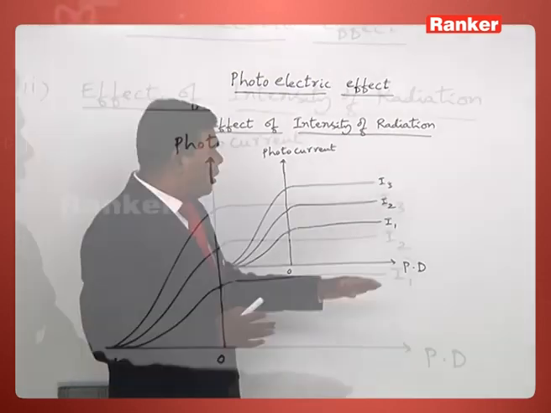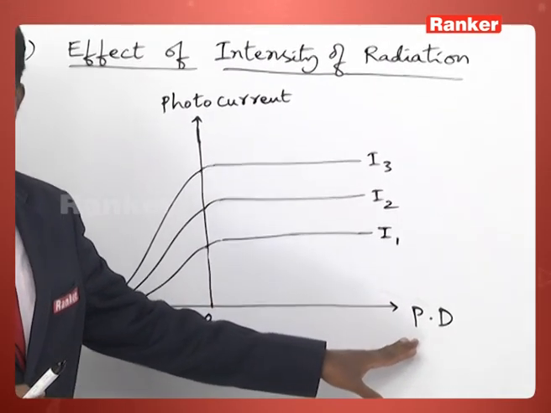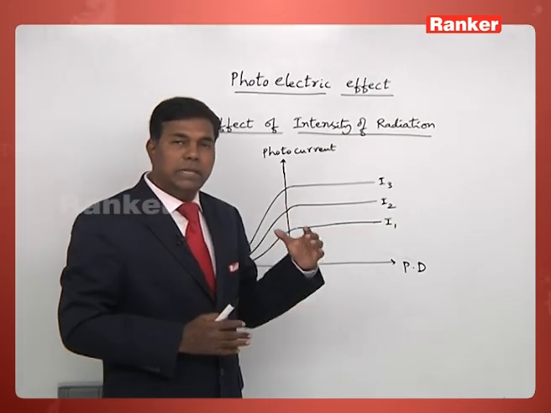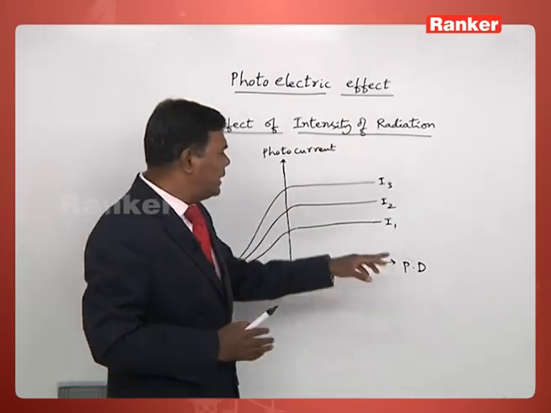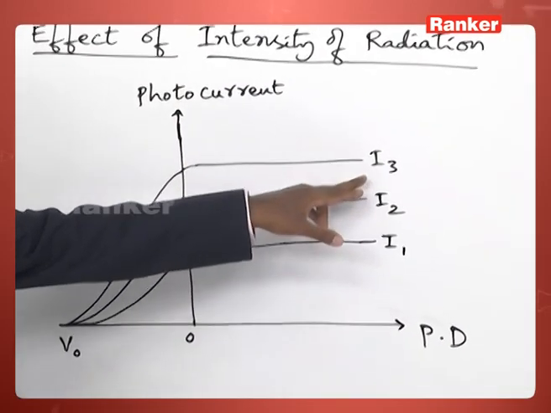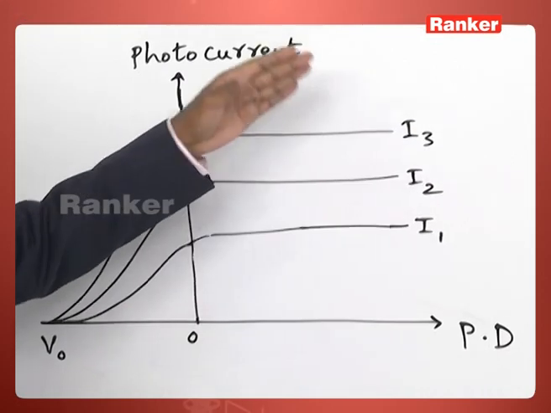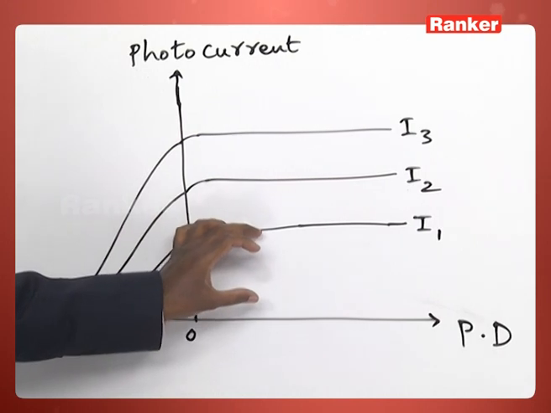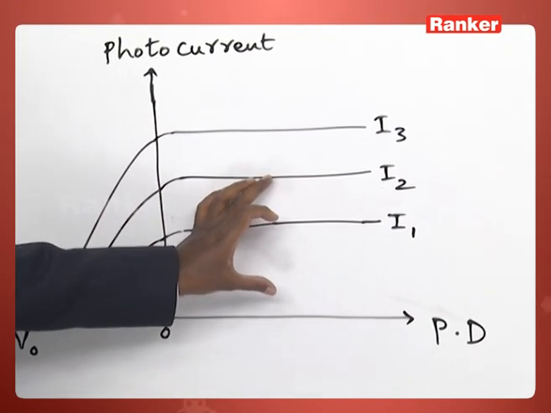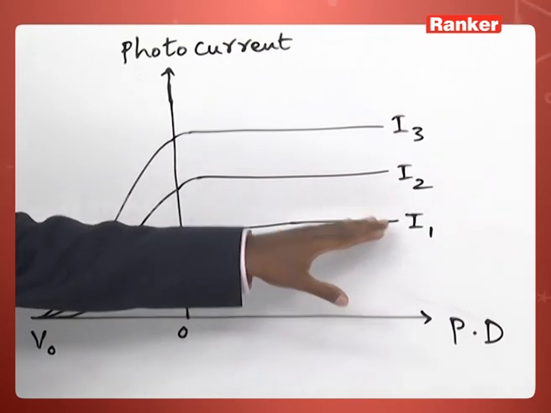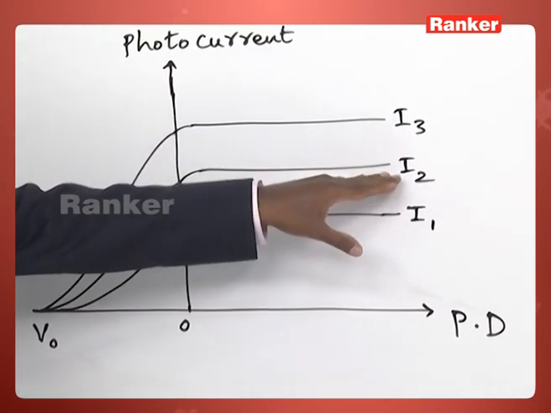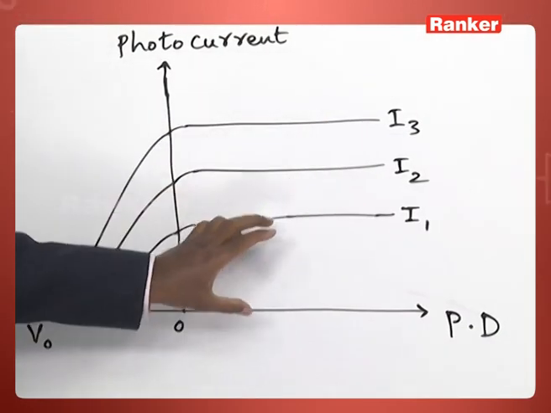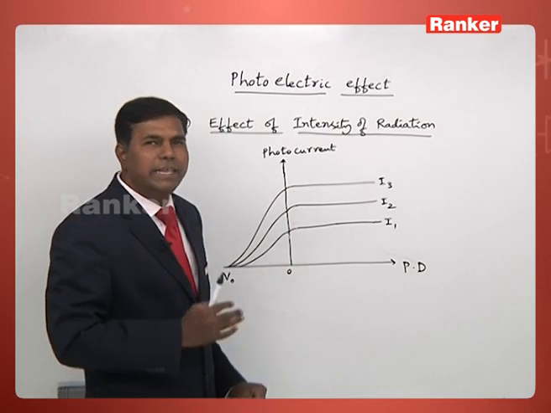Now, once again we will plot a graph between the applied potential difference and the photocurrent. But we will take these variations for various intensities. You can see I1, I2 and I3, they represent different intensities. What you can observe clearly from this one, the saturation current value increases with respect to the intensity. Suppose if I3 is greater than I2 and I2 is greater than I1, obviously as the intensity is increasing, the saturation current value also increases.